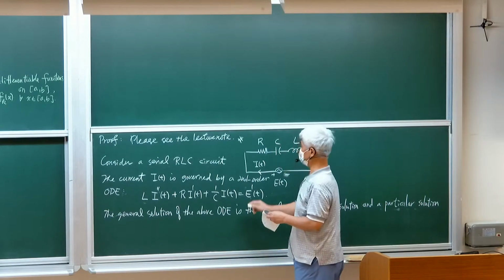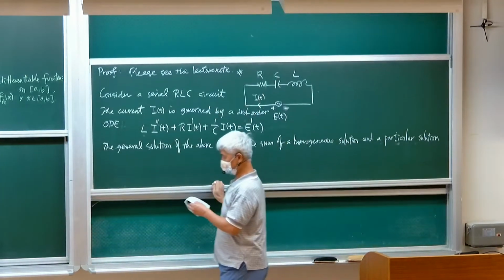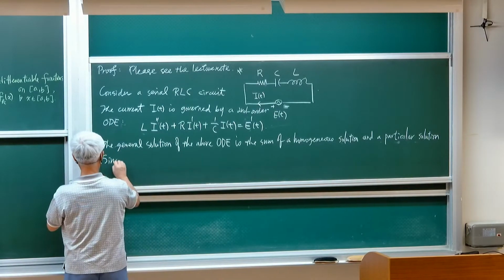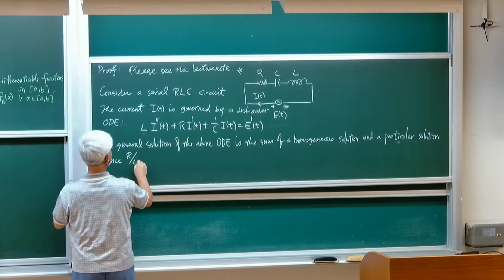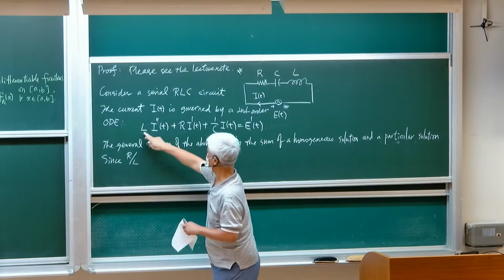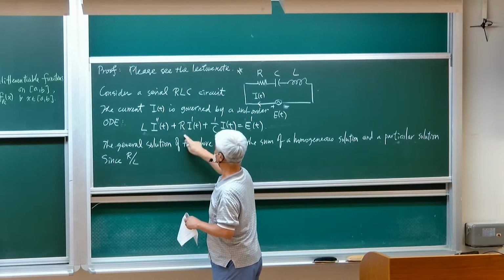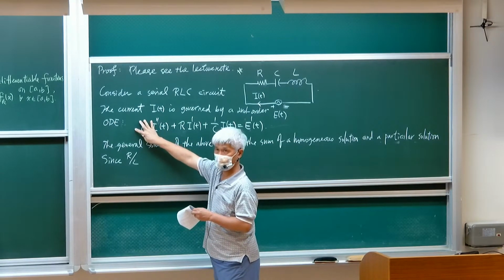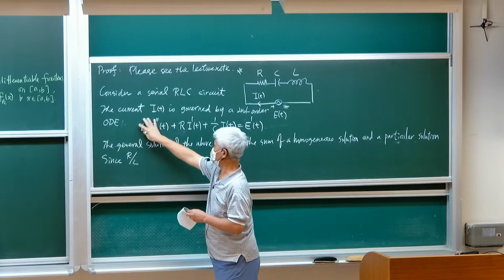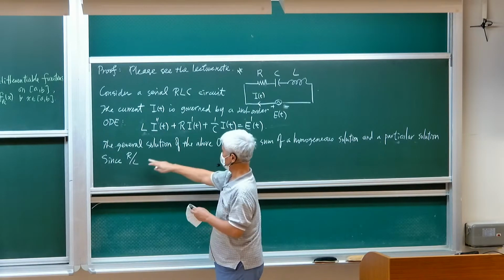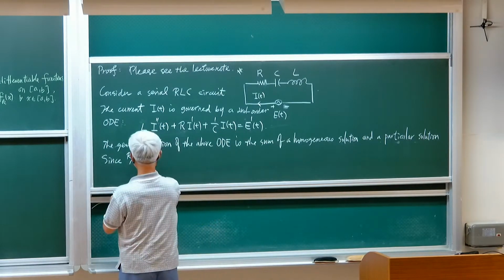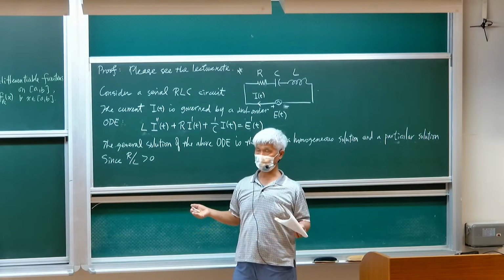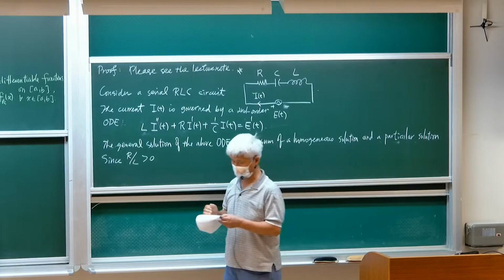Now, this is about the ODE. I just stated the ODE and the ratio R and L. When you divide by L here, this coefficient, when we normalize the highest order, we divide by L. Now R divided by L is greater than 0, because resistance and inductance are positive real numbers.